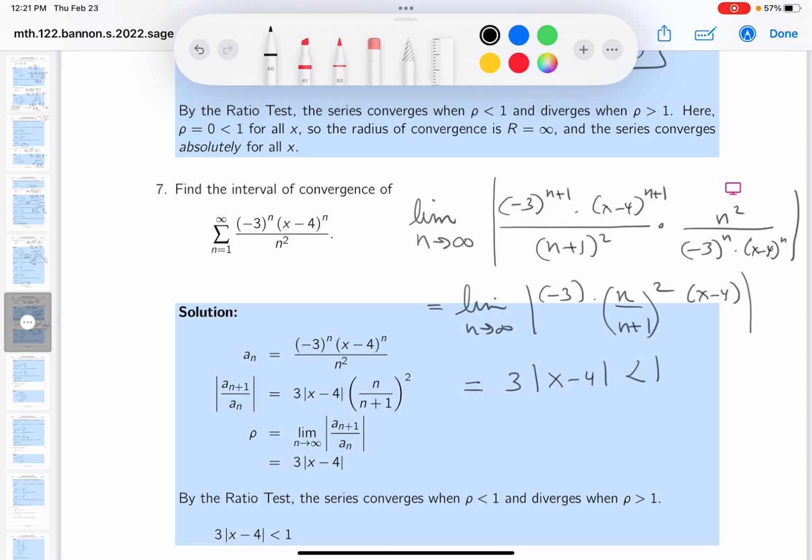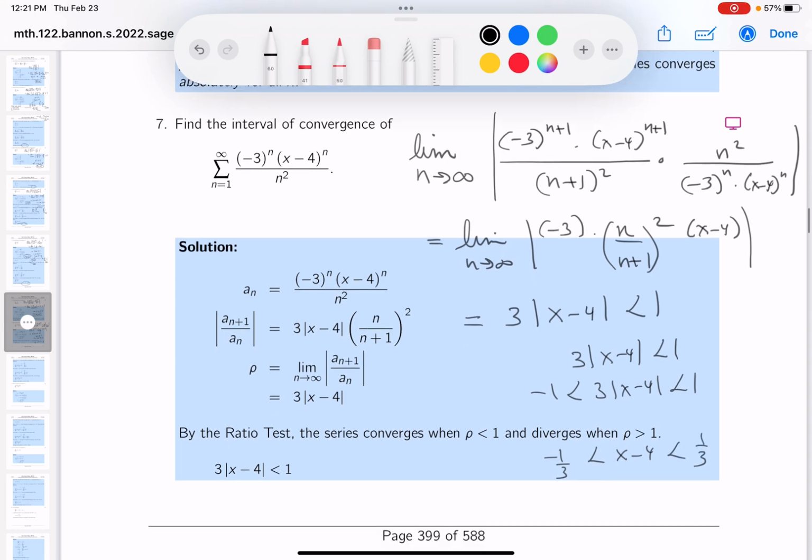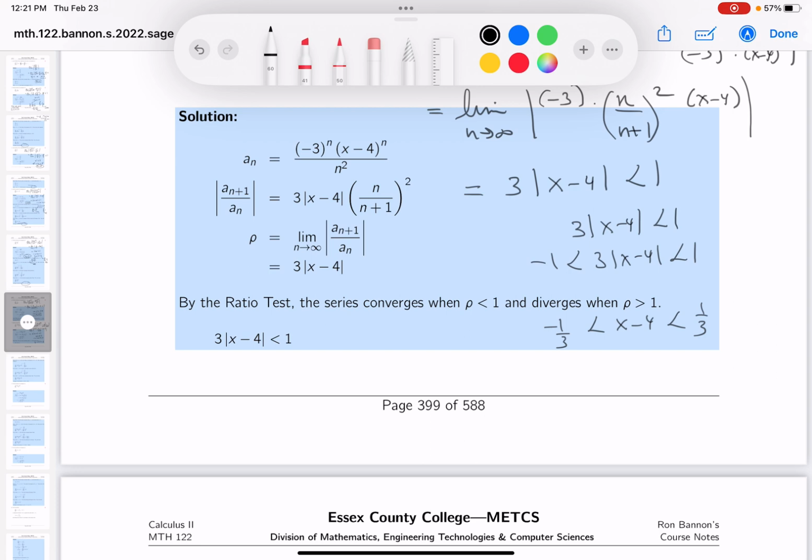And I need to solve an inequality now. That inequality we're looking for is 3 times the absolute value of x minus 4 less than 1, which means 3 times x minus 4 is going to be between 1 and minus 1. Well, that means minus 1/3 less than x minus 4 less than 1/3. It's not so bad. I'm going to add 4 to all sides, and 4 minus 1/3 is going to be 11/3.